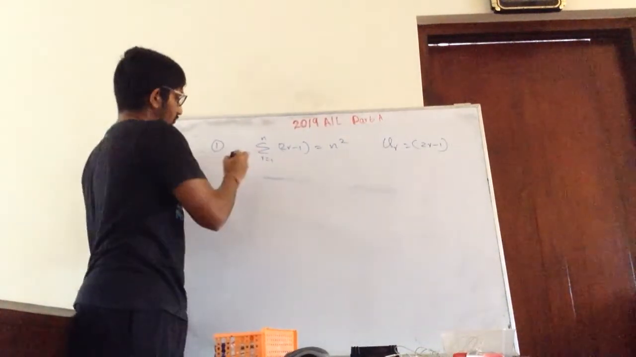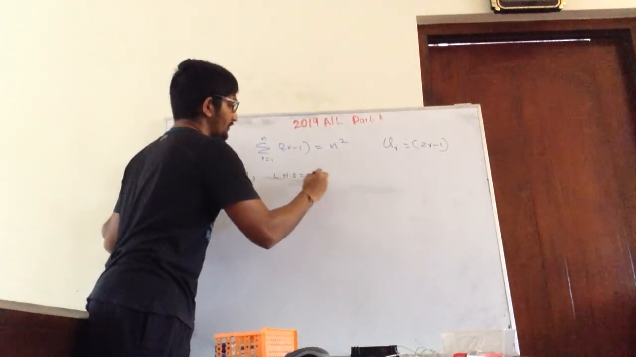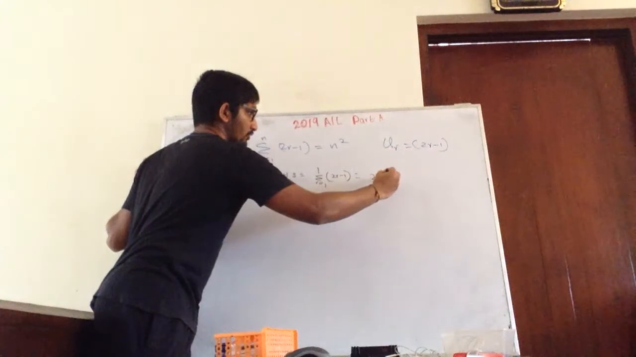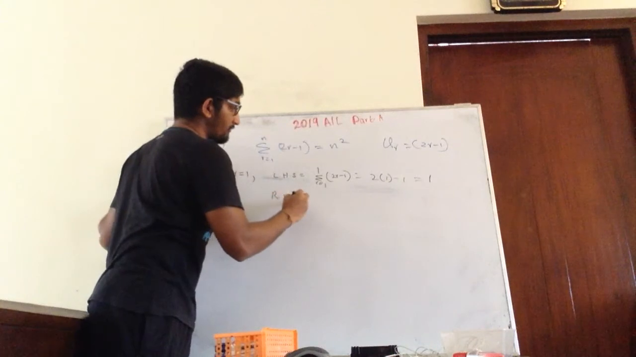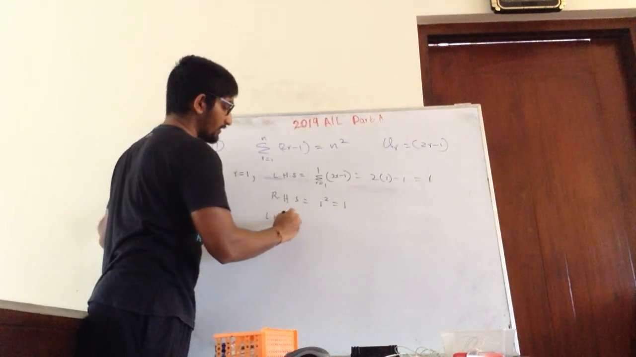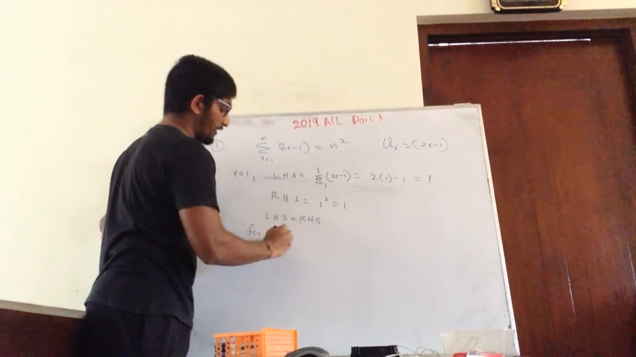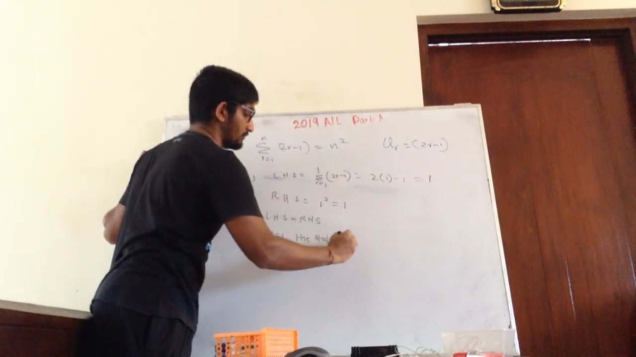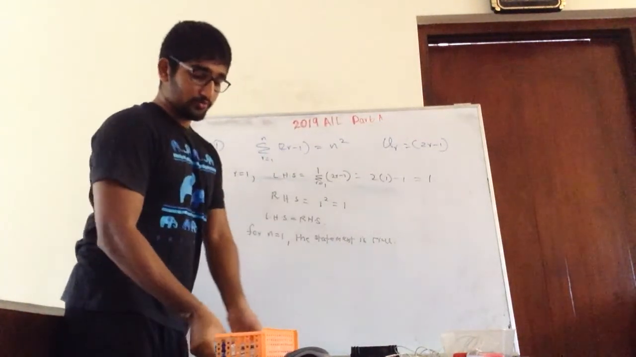So you go in the normal way. So for n equals 1, the left hand side will be the sum from r equals 1 to 1 of 2r minus 1. So that means 2 times 1 minus 1, that is 1. Then the right hand side will be 1 squared, that is 1. So that means the left hand side is equal to the right hand side. For n equals 1, the statement is true. Right, so what do we do next?